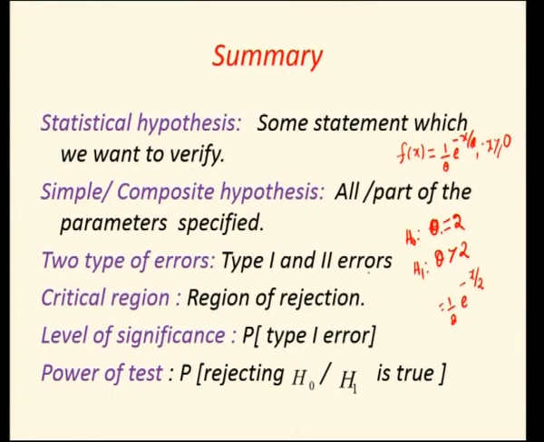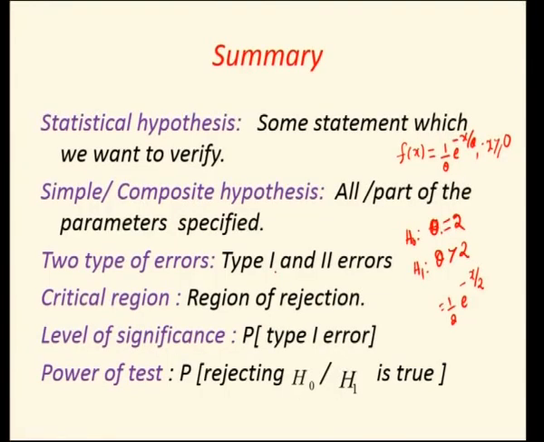Next, we have discussed the two types of errors, namely type 1 error and type 2 error. Type 1 is a common error you make in decision making, that is, when the decision is correct, you try to reject it. So, that is type 1 error. When your decision is incorrect and you try to accept it, we call it a type 2 error.